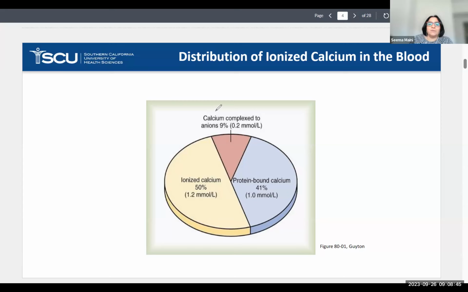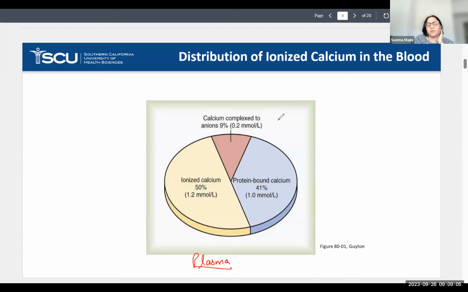Nine percent of the calcium is calcium ions in body fluids, plasma, not in the body overall. Within our plasma, 9% is complexed to anions like phosphate.